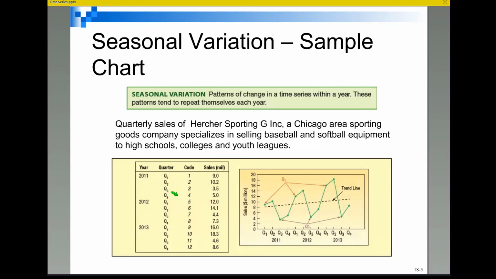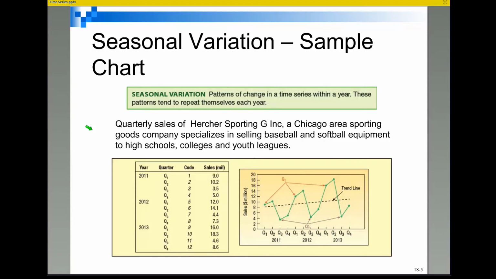That's the second component. And the third component, seasonal variation. Here's the example about quarterly sales of Hatcher Sporting Goods Inc., a Chicago area sporting goods company specializing in selling baseball and softball equipment to high schools, colleges, and youth leagues. In this example, apparently we would expect seasonal variation because they sell equipment to schools, and schools run on an academic year, right? School starts around August.